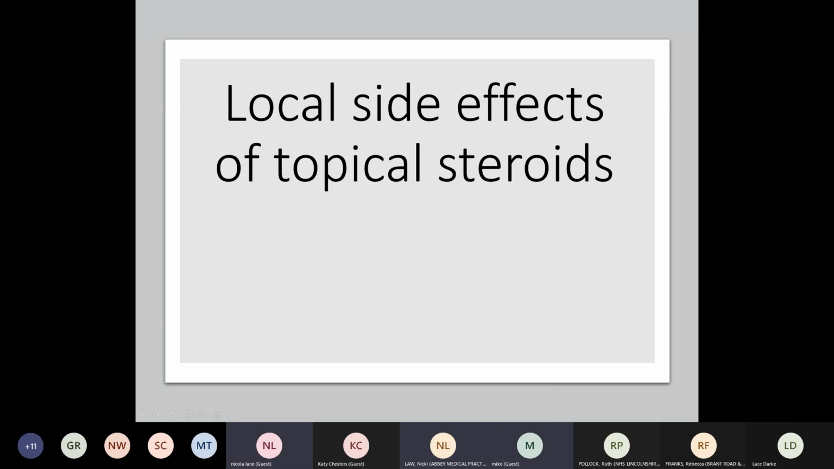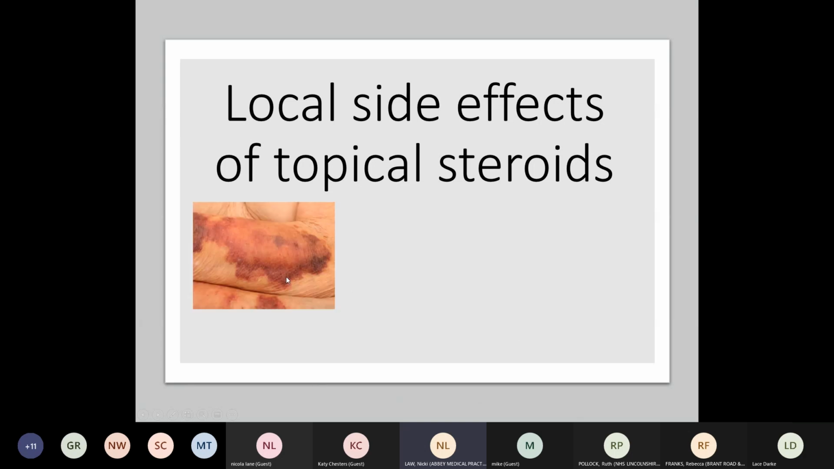Can they make the skin more thin? Did you say can they make the skin more thin? Thin, yeah, fragile. Yeah, fragile, absolutely. So we've got lots of skin thinning on the chat, and yeah, they make the skin more fragile, and it bruises more easily as well.